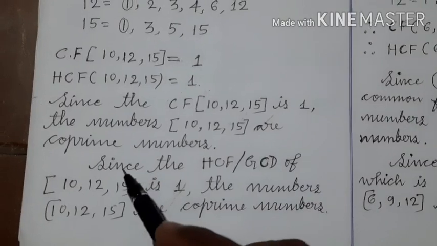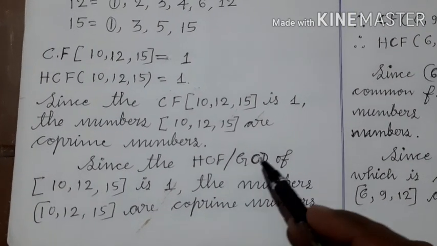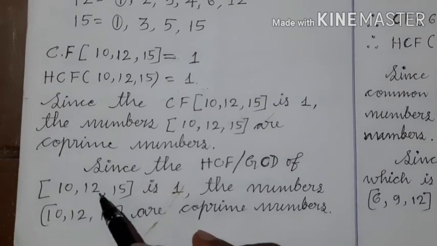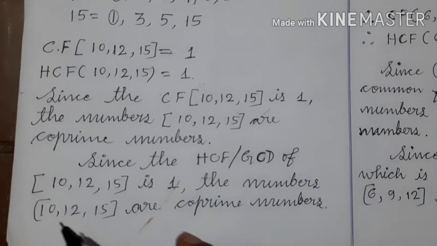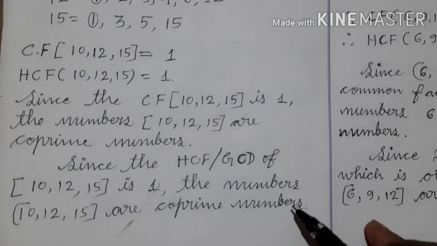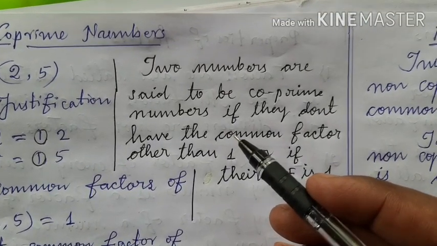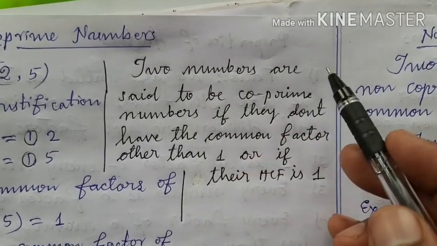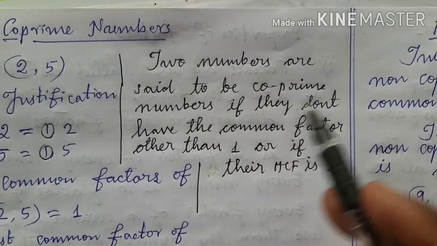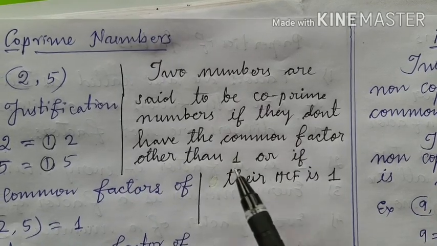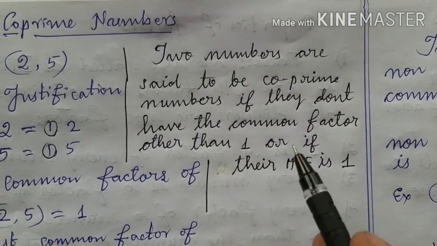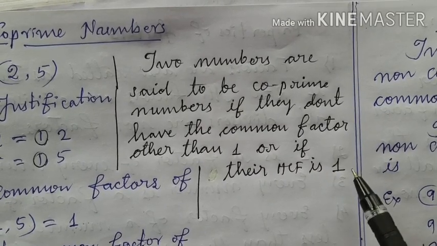And also, since the HCF or GCD of the numbers 10, 12, 15 is 1, the numbers 10, 12, 15 are co-prime numbers. Then how do we define co-prime numbers? Two numbers are said to be co-prime numbers if they don't have a common factor other than 1, or if their HCF is 1. Okay children, you learned about co-prime numbers. Now we are going to learn about non-co-prime numbers.